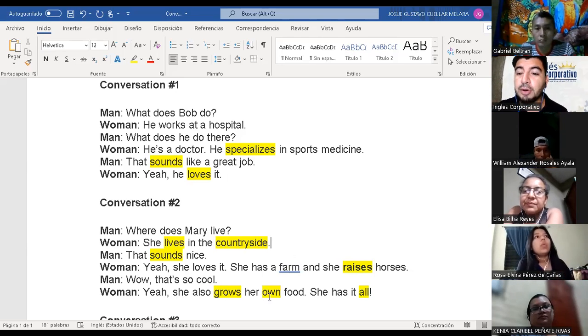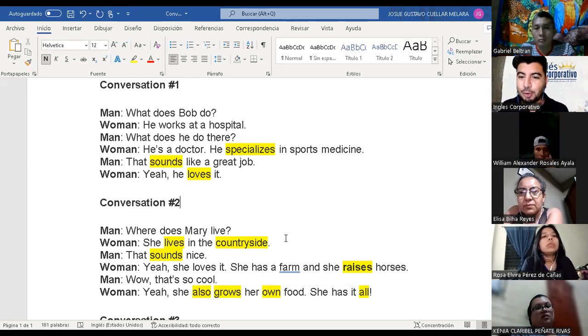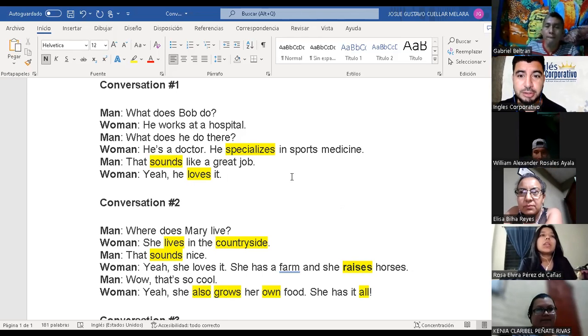Yeah, she also grows her own food. Sí, ella también, esta palabra es importante. Also. She also grows her own food. Ella también planta, ella cultiva su propia comida. She has it all. ¿Verdad? Entonces, eso es importante. We're going to practice this. Do we have some difficulties with any other word? ¿Otra palabra difícil?